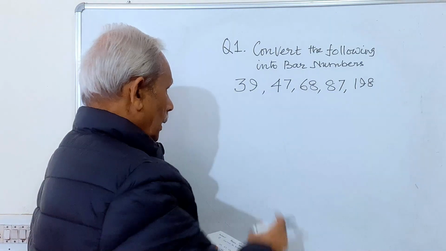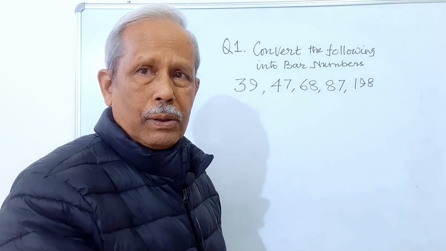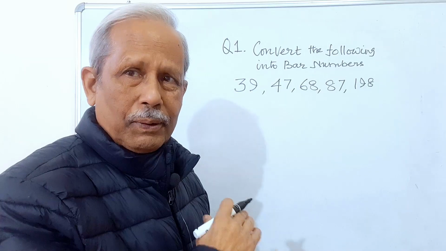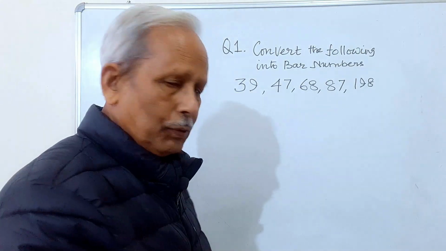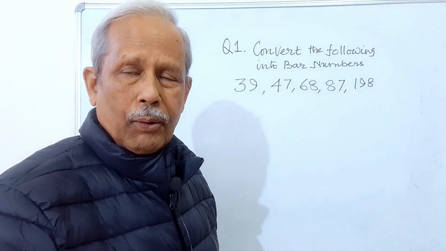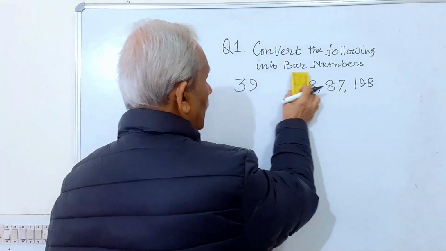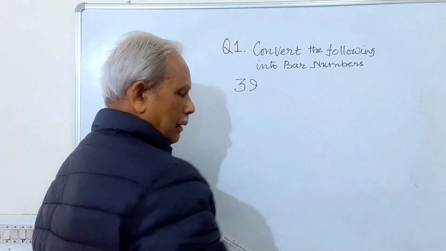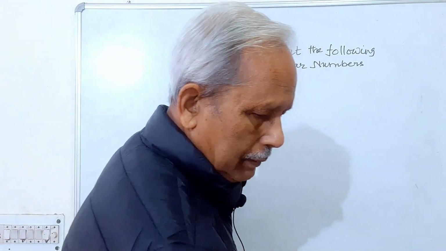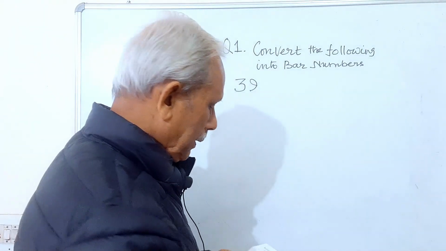Just attempt it yourself, all these 5 numbers, convert them into bar numbers, pause, and then come back and listen to what I am doing, right? I hope by now you have accomplished these things. You have attempted the questions. Now let us see these, and you compare what you have done. Have you done it correctly? Wherever there is any difficulty or confusion, make it clear.